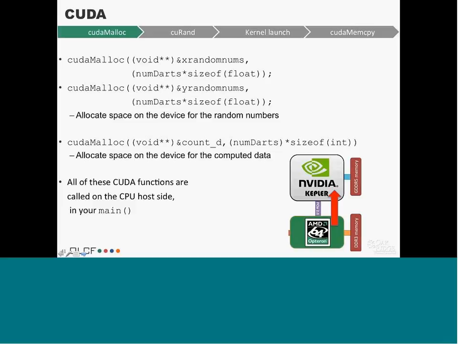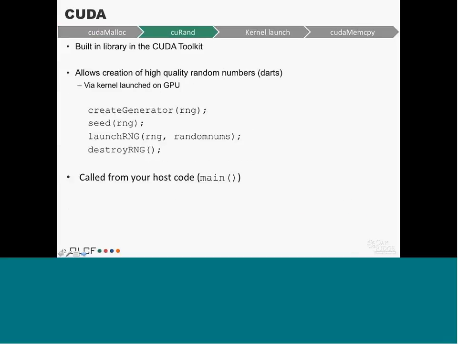Functions are called inside your CPU code in your main, and they're not called from your kernel at all. And this is a communication over the PCIe bus, so it's going to have a lot of overhead associated when you're accelerating. Okay, cuRAND provides this really nice library for producing high-quality random numbers. And essentially, by calling these functions, it will launch a kernel on the GPU to create these random numbers.